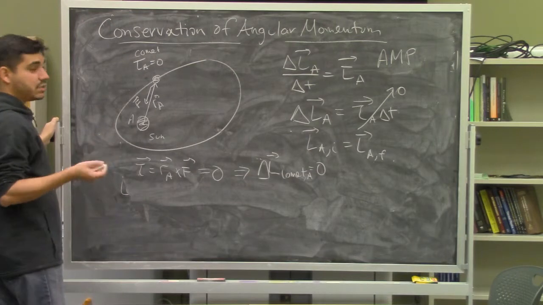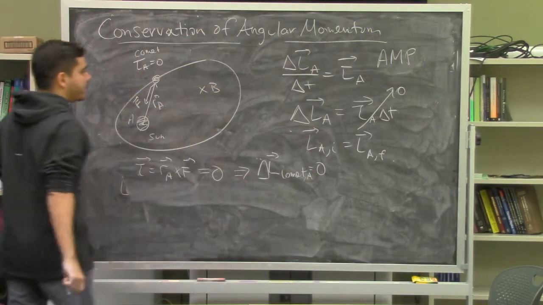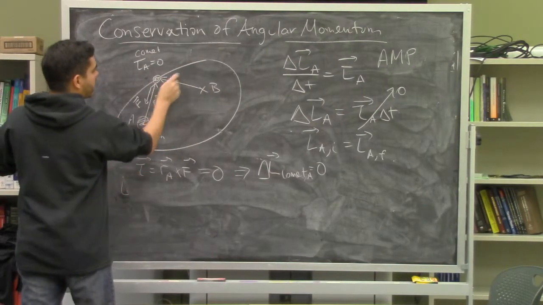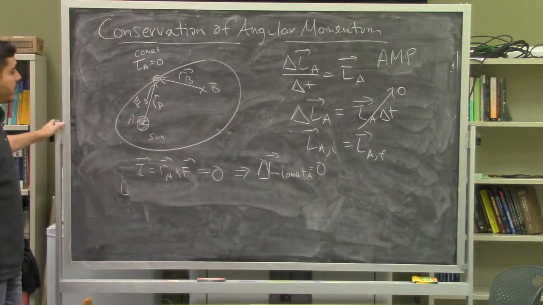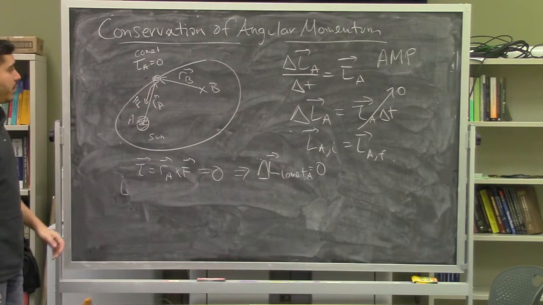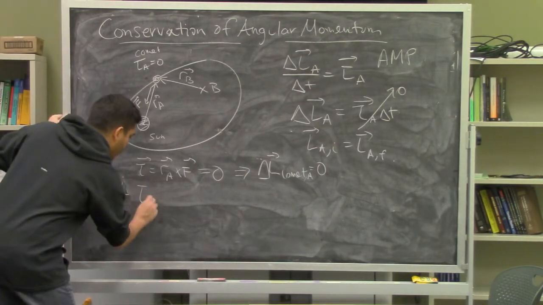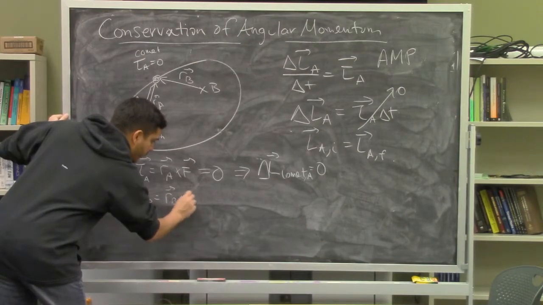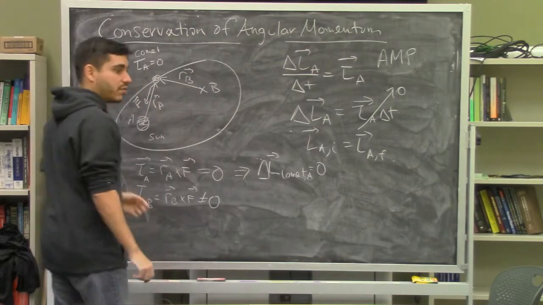Now, if we were to choose a different point, let's be less clever, let's choose the other focus of the orbit, so location B here. If we choose location B, there's a vector that points from location B to the comet. Now we can see that there's going to be a torque exerted because the force is no longer parallel or anti-parallel to the vector RB. And so the torque about B, which is RB times the force, is not equal to 0. And so the angular momentum is not conserved.